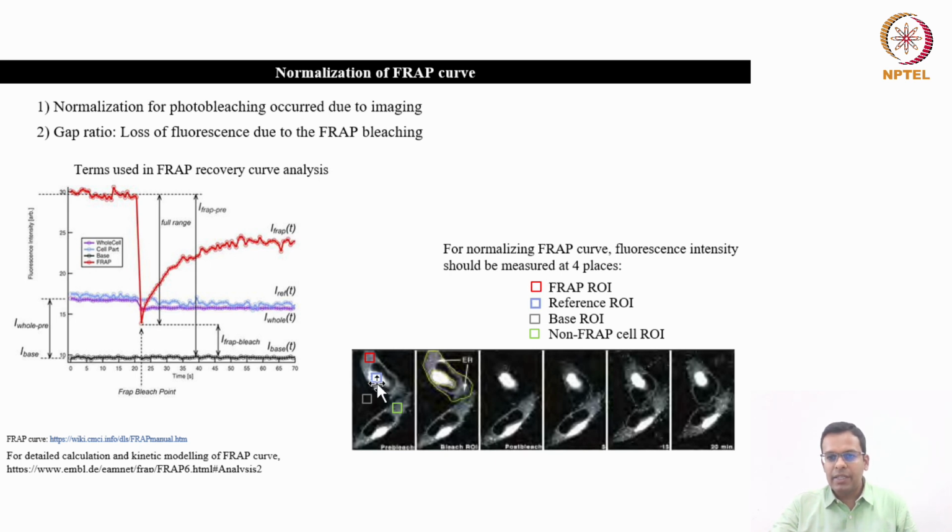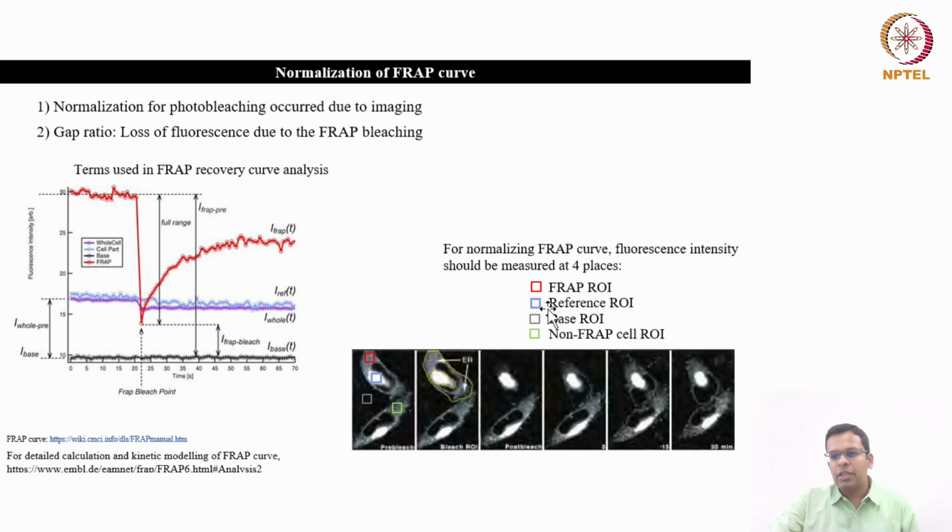In this sample, I have shown the FRAP ROI in red color. This is the area where you will do the photobleaching. You can see in this image it is photobleached, and then you will measure the recovery in this area. That is your FRAP ROI. If you see the fluorescence intensity of this FRAP ROI, it looks like this: initially the intensity was at this level, then you photobleached, so intensity went down, and then you are seeing the recovery in the fluorescence intensity. So this is a typical FRAP curve.